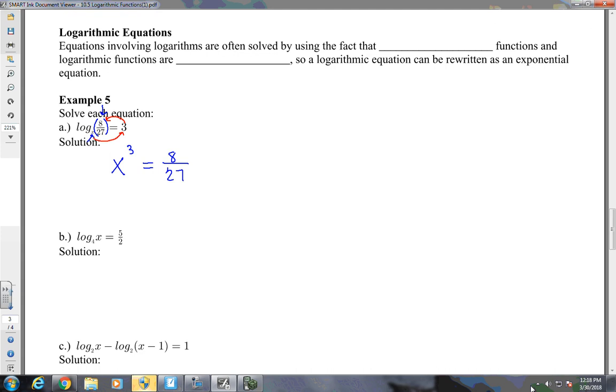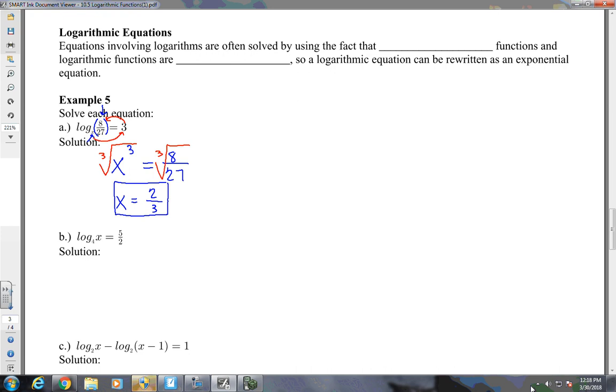To solve this equation for x, we need to undo the operation indicated by that exponent. To undo a cube, we use the inverse, the cube root, right? It's the same principle. So on the left side, the cube root of x cubed is x. And on the right side, I'm going to evaluate the cube root of both the numerator and the denominator. The cube root of 8 is 2, and the cube root of 27 is 3. So the solution to our equation is x equals 2/3. Let's move on to the next one.